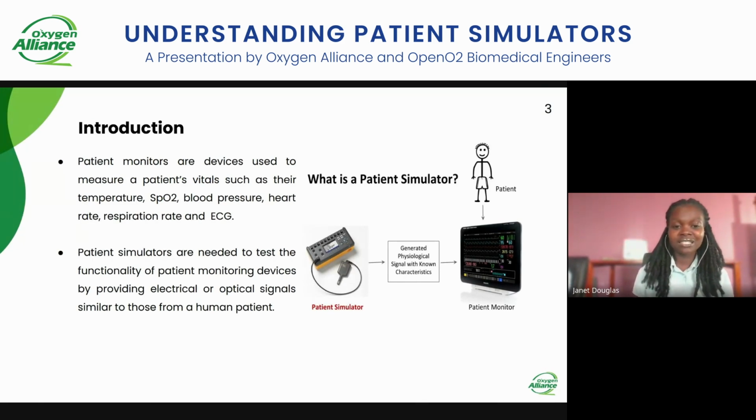As you can see in the picture on your right, you have a patient simulator, and this patient simulator is generating physiological signals, which are then displayed on the patient monitor. The patient monitor here is showing the results being taken from the patient simulator. So in this case, the patient simulator is acting as our patient, as we're able to navigate through and even see how the patient would perform if we give the simulator some parameters that would be taken from the body of the patient.